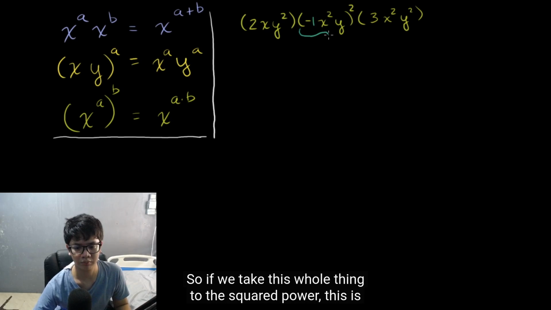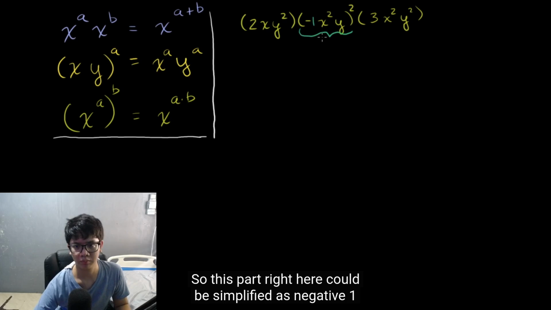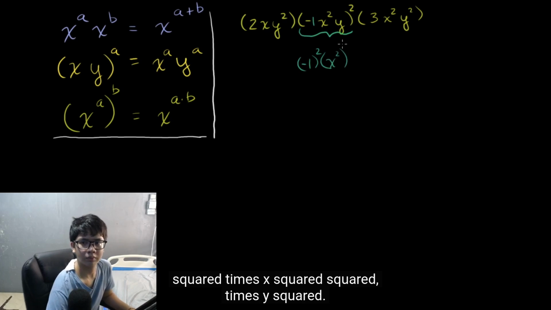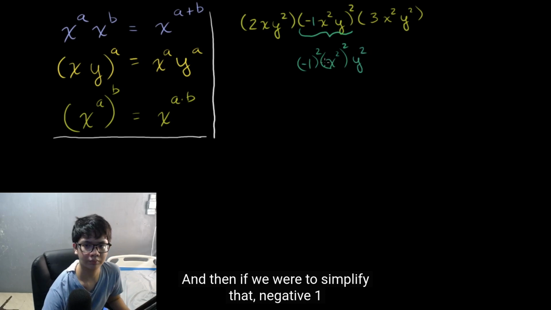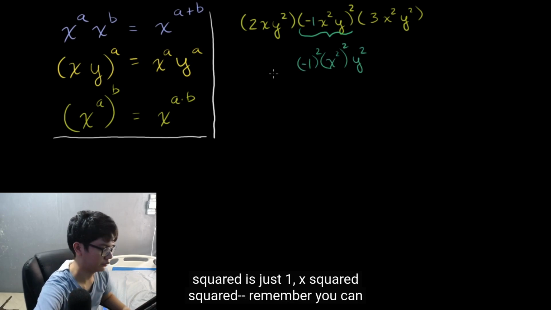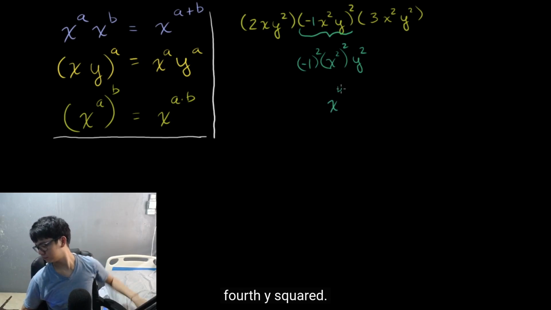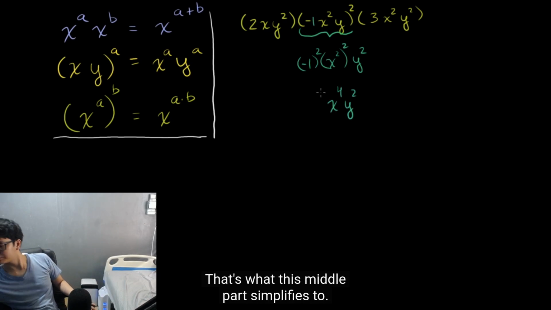So just this part right here, if we take this whole thing to the squared power, this is like raising each of these to the 2nd power. So this part right here could be simplified as negative 1 squared times x squared squared times y squared. Negative 1 squared is just 1. X squared squared, remember, you can just multiply the exponents, so that's going to be x to the 4th y squared. That's what this middle part simplifies to.